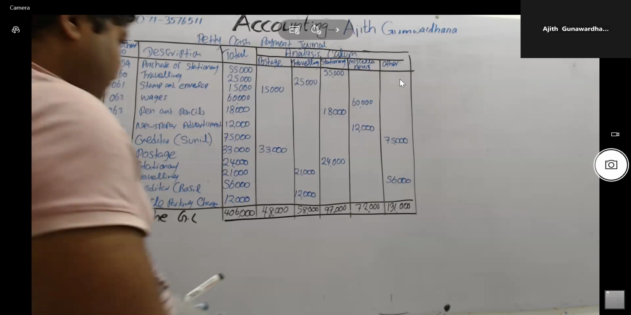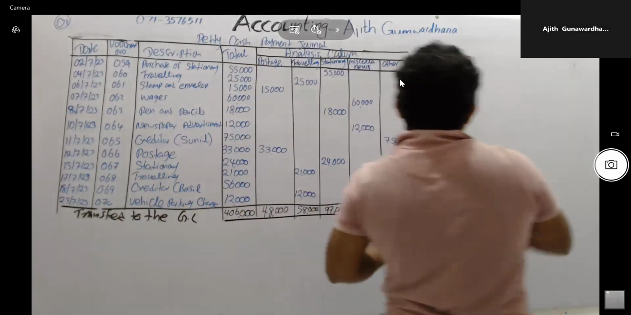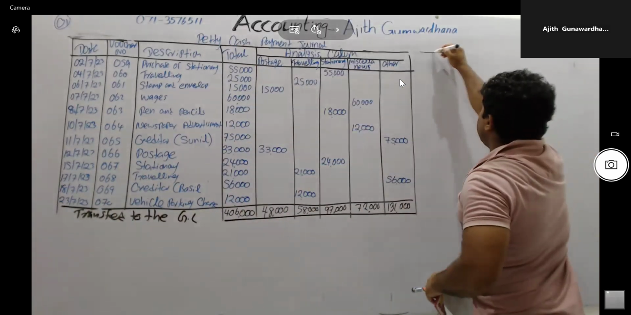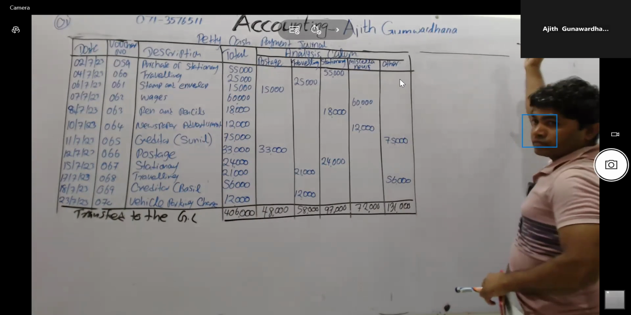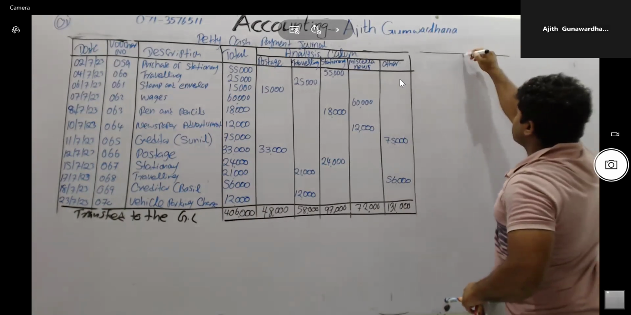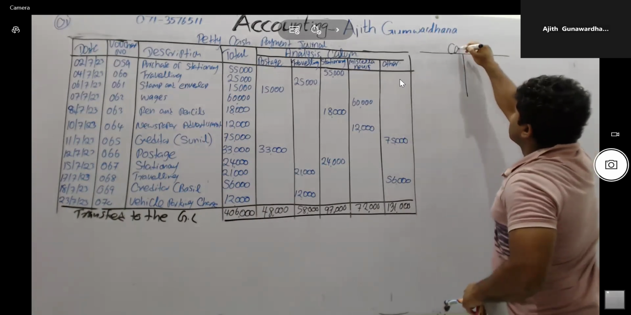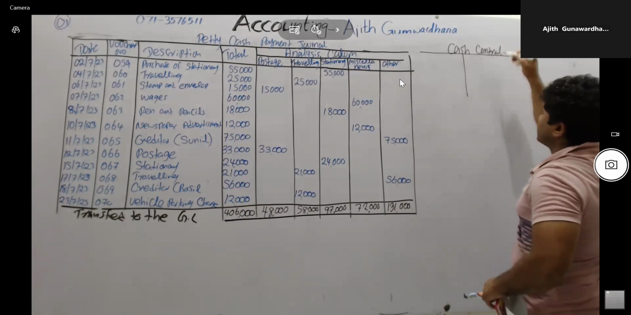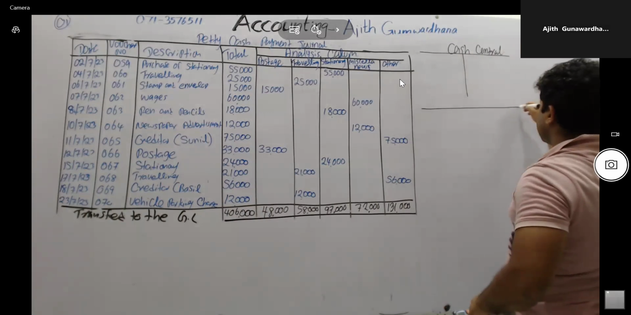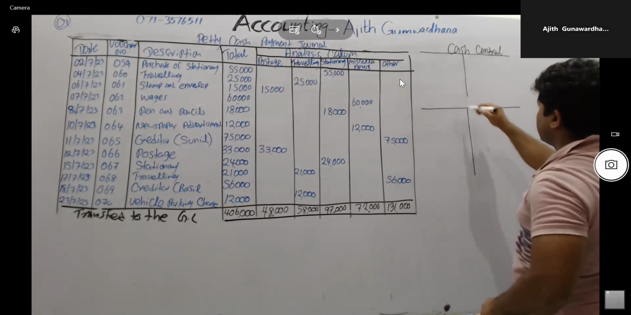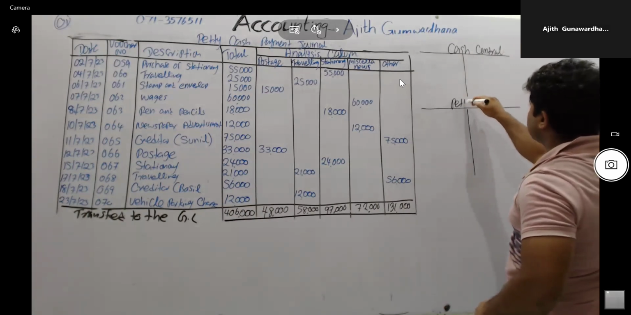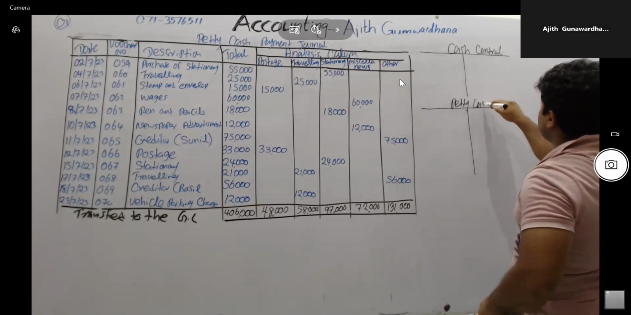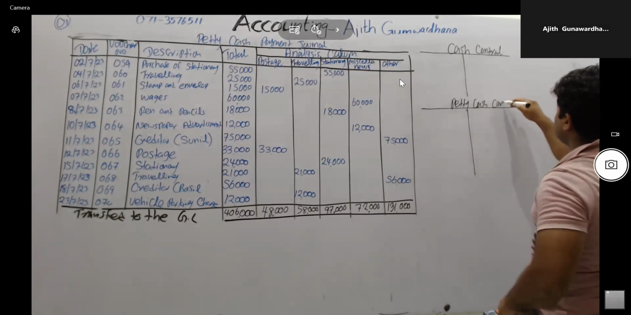Firstly, we receive money from the chief cashier. Therefore, cash control account and petty cash control accounts. Cash control accounts, as well as petty cash control accounts.